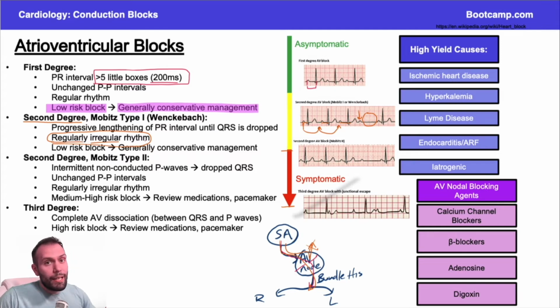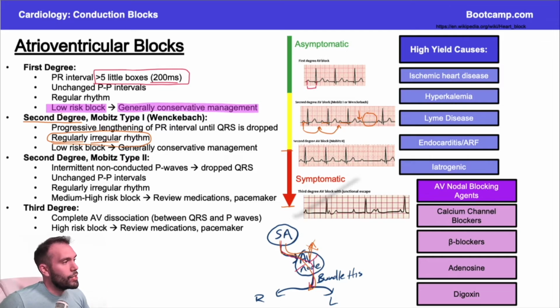If something was an irregularly irregular rhythm, there would be no way to predict what's going to happen on the next beat. There would be no way to say, now we're going to have further lengthening of the PR interval, or we're going to drop a beat. There'd be no way to predict that in AFib, because you just don't know which one of those 500 per minute atrial signals are going to get through to the AV node. So that's the difference between irregularly irregular and regularly irregular. So just to clarify that.